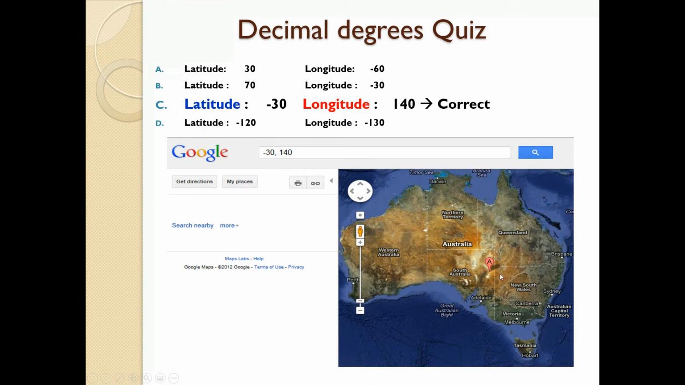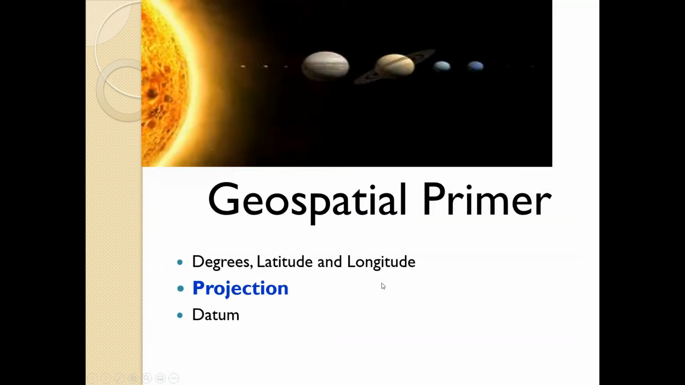If you put that into your Google map, you end up in Australia somewhere. So that's how you can compute these decimal degrees.